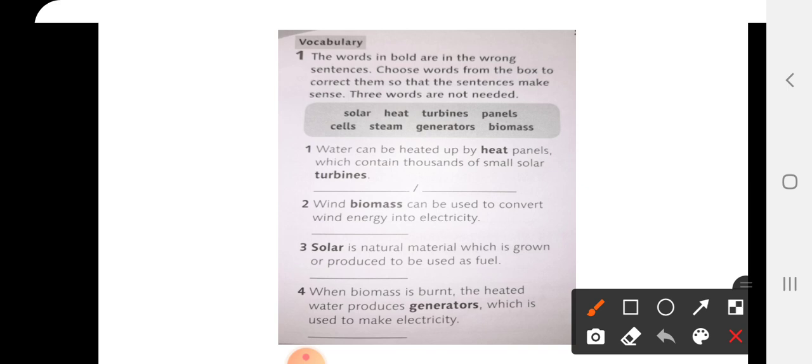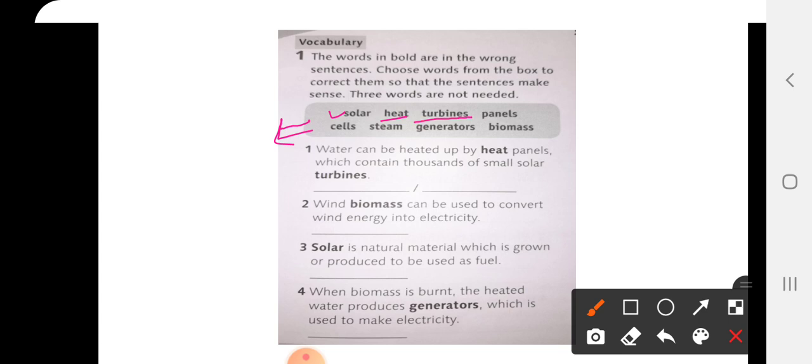Now here, there's a box with some words that we have learned from the first and second lessons, okay? We have read these words, we have understood the meanings of these words, right? Let's just revise them together and explain the meaning for each one. Write the notes. Solar. What's the meaning of solar? Solar means شمسي, right? شمسي بالعربي. Heat, حرارة.